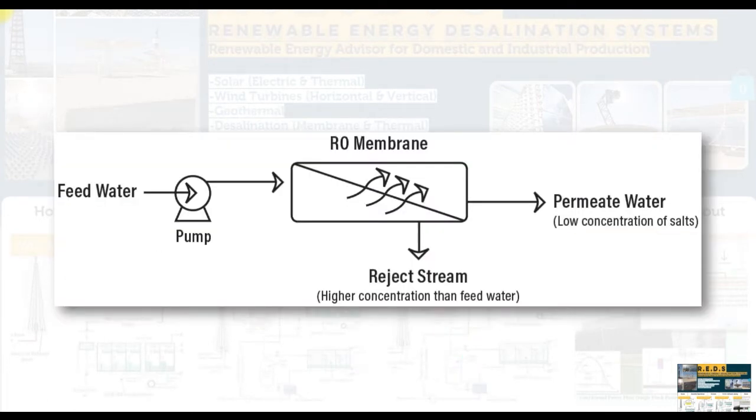We have one input stream through the high pressure pump. This is the inlet feed stream going through the membranes, and we have two outputs: the rejected stream with high concentration of salinity and high pressure, and we have permeate water, or low concentration, which we can consider the fresh water.